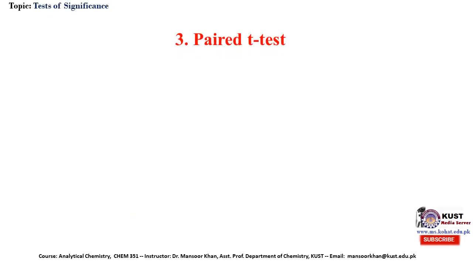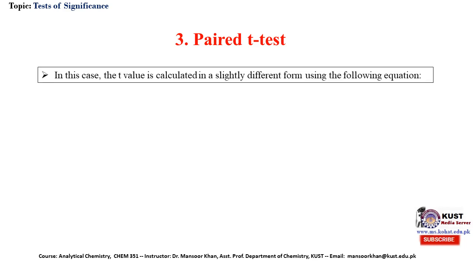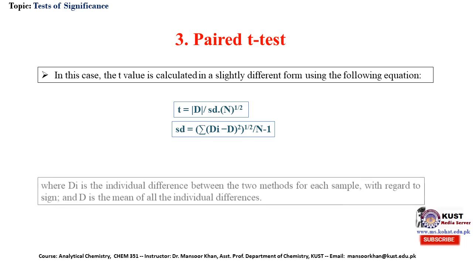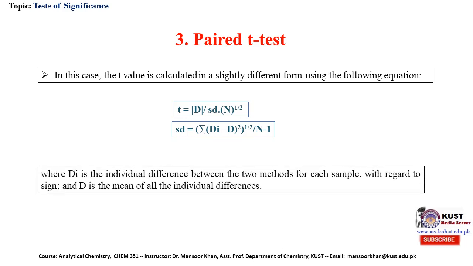The last one is called paired t test. It is a completely different type of t test, in which the t value is calculated in a slightly different form using the following equation. t is equal to d-bar divided by Sd over the square root of n, where Sd is a special type of standard deviation, equal to the square root of the summation of di minus d-bar whole square divided by n minus 1, where di is the individual difference between the two methods for each sample, and d-bar is the mean of all the individual differences.